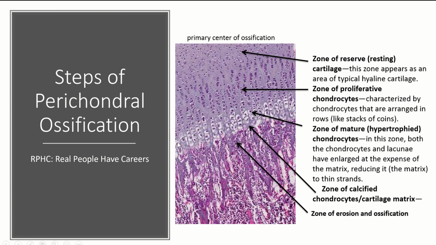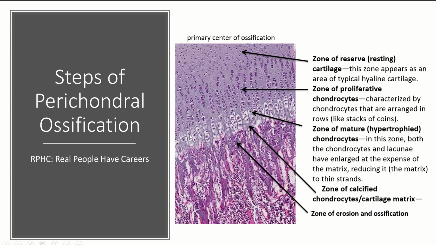The next one, real people, have: that's going to be our zone of hypertrophy. So this is where the chondrocytes are starting to hypertrophy. That means they're starting to get bigger. This is where they're starting to grow up. You can see they're taking up more space. They're actually eating away the hyaline matrix around them to make more space for themselves. So you can see they're kind of swelling up. You can see their little nuclei in there, and the little space around them that they're taking up. Okay, so that's our zone of hypertrophy.